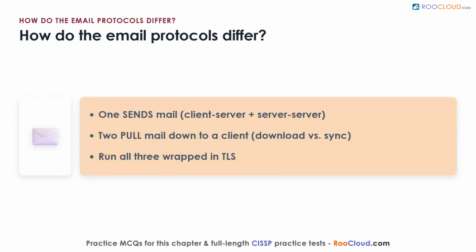How do the email protocols differ, and how do you secure them? 3 protocols do the heavy lifting, and each has an encrypted form. One protocol carries mail from a client to a server and between servers, and you should run it wrapped in transport layer security. 2 more pull messages down into a mail client. The older one simply downloads and removes, while the newer one can sync, fetch just headers, and manage messages on the server. Both should only run in their encrypted forms. The rule holds across all 3. If it is not encrypted, assume someone can read the mail.